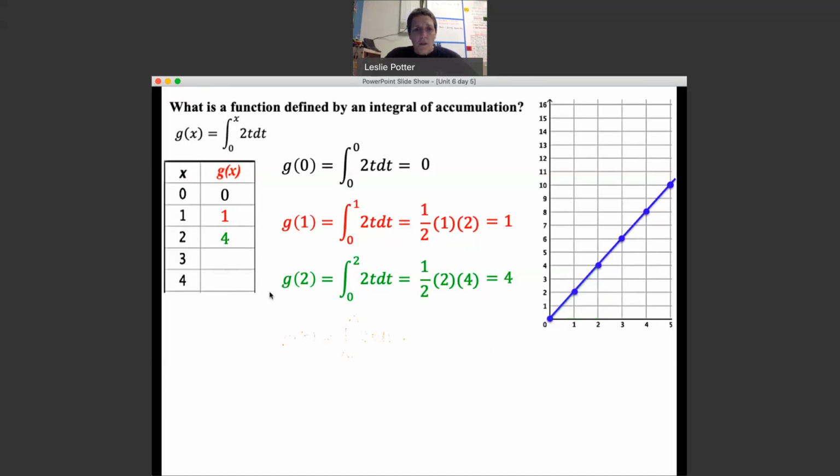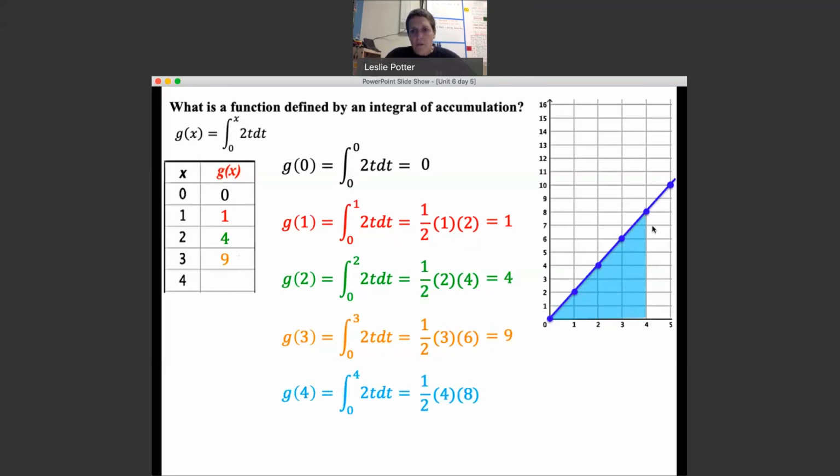Let's go up to 3 now. So if we go out from 0 to 3, we're going to have just a bigger triangle. Base of 3, height of 6, so that area is 9, and hopefully we're starting to see a pattern here. And then let's go out to 4. So if we sweep out to 4 here, we get yet a bigger triangle, half base times height, half 4 times 8, and that is 16.